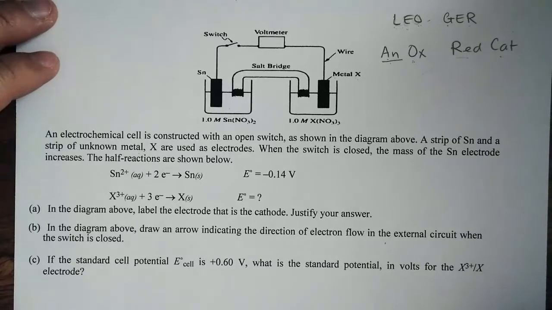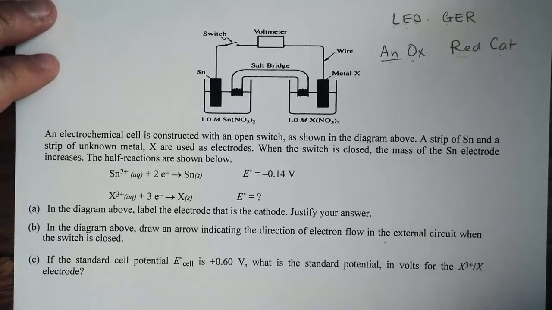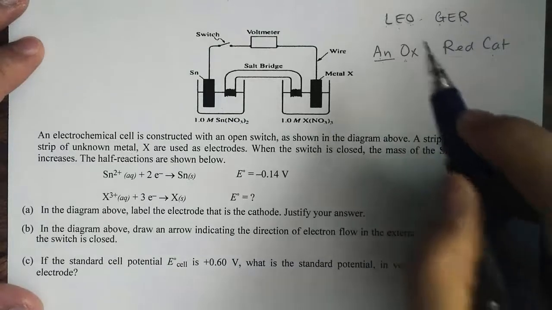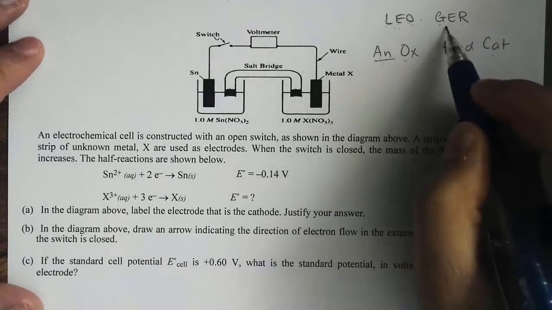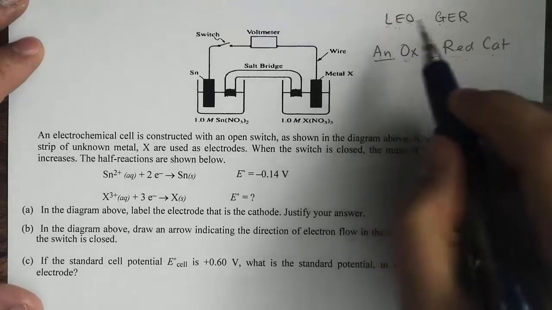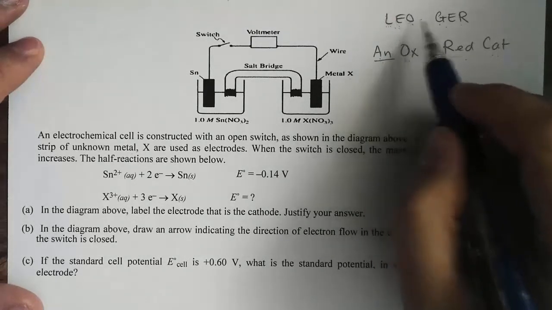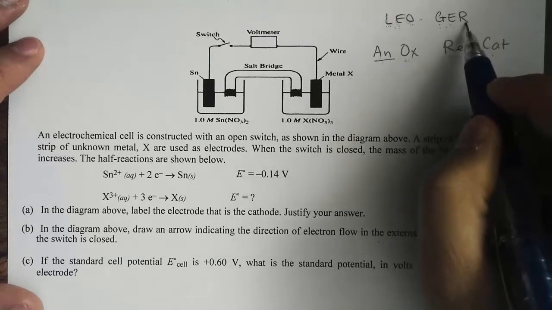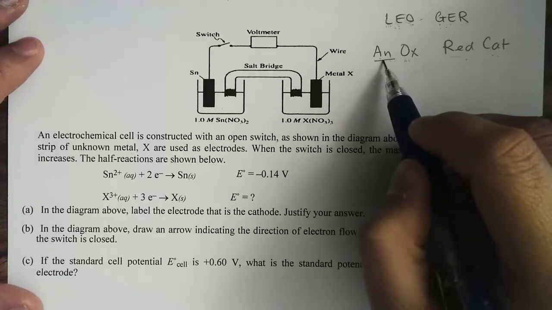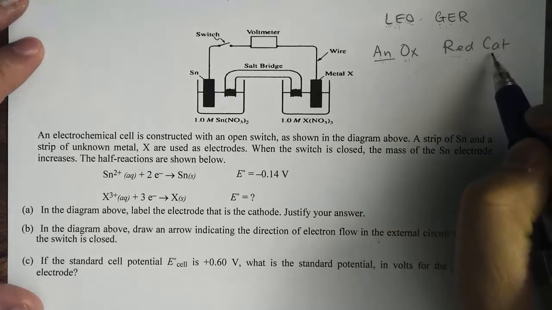In this lesson, we are going to learn how to solve a comprehensive electrochemistry problem. But before we start on this type of problem, we need to write down these two pieces of information right here. Leo the lion says grr, and ox red cat. Why is that important? Leo: lose electrons in oxidation, gain electrons in reduction. And the location of oxidation is in the anode electrode, and the location of reduction is in the cathode electrode.